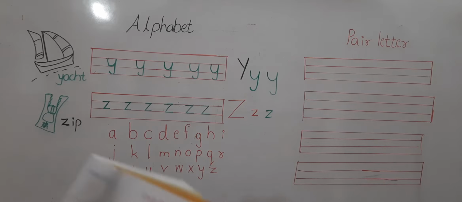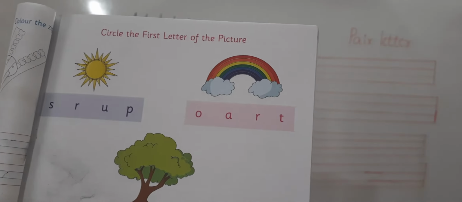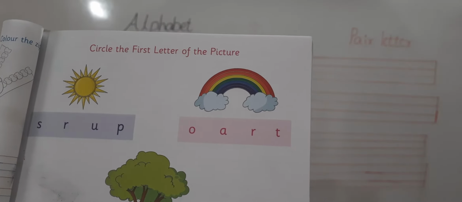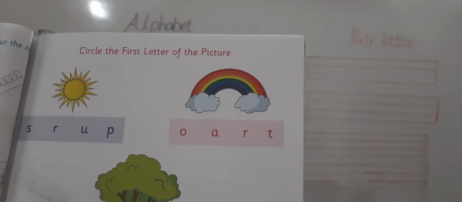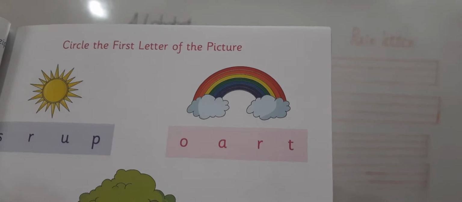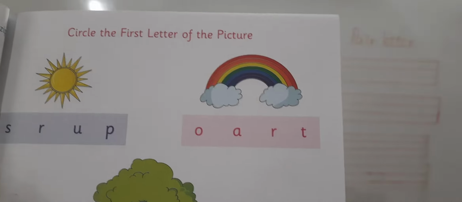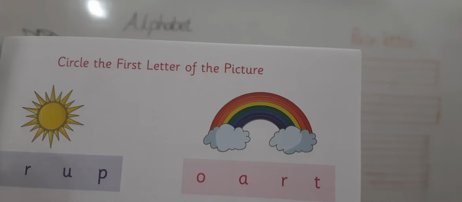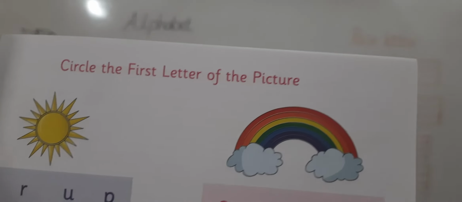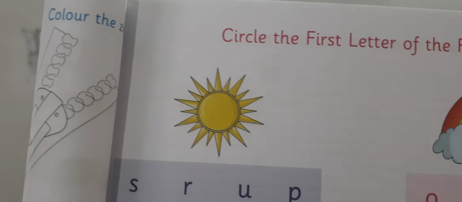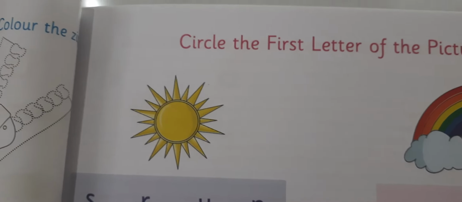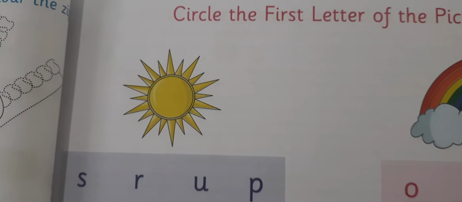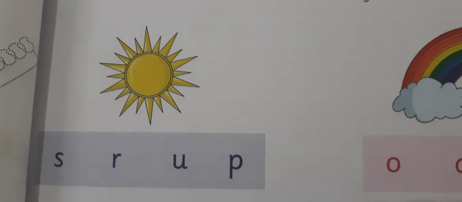Then here the one small activity is here in your textbook. Okay. Circle the first letter of the picture. In another picture, look and see which letter is related to it. Circle the first letter of the picture. Tell me children which picture is this. Yes. This is sun. Yes, S for sun. So circle the letter. Yes.